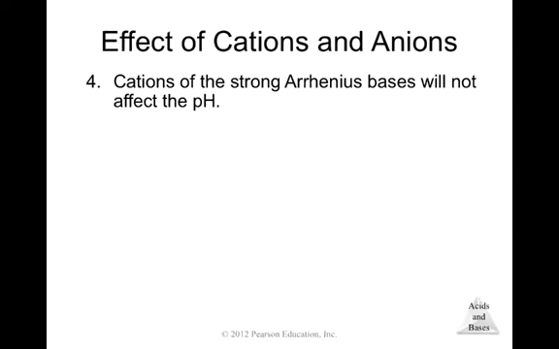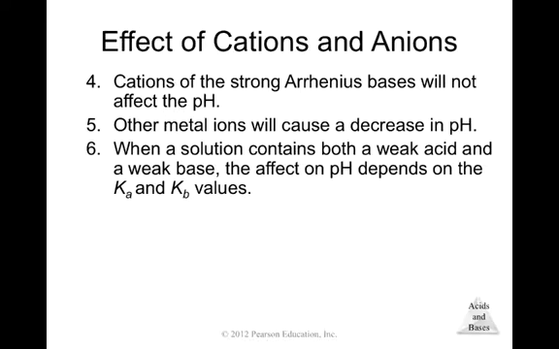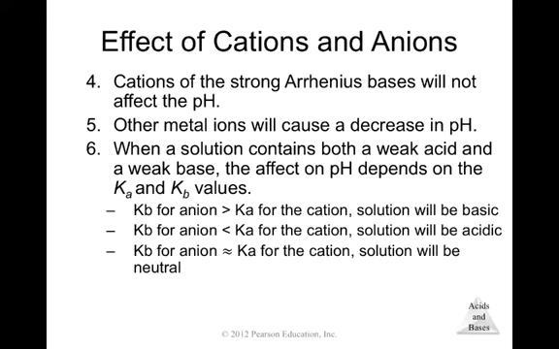Makes sense. Cations of the strong Arrhenius bases will not affect the pH, basically the same as the first rule. Similar, they're going to be totally dissociated. And other metal ions will cause a decrease in pH. So if you see a metal ion, generally it's going to be an acidic solution. And then if you have both a weak acid and a weak base, you have to look at the Ka and the Kb values to be the tiebreaker. So if Kb is greater than Ka for the cation, it's going to be basic. If Kb for the anion is greater than Ka for the cation, it's acidic. And if they're relatively equal, it's going to be basically neutral.